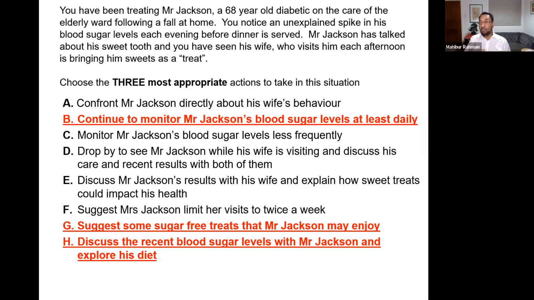Now he might say, oh, my wife bought me some sweets. He might also mention, you've seen his wife giving him sweets, but for example, he might also be having cake and custard when the lunch comes round, rather than having fruit. So you might realize there's some things that he could change as well.